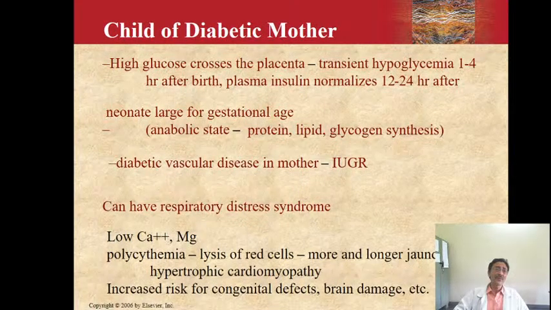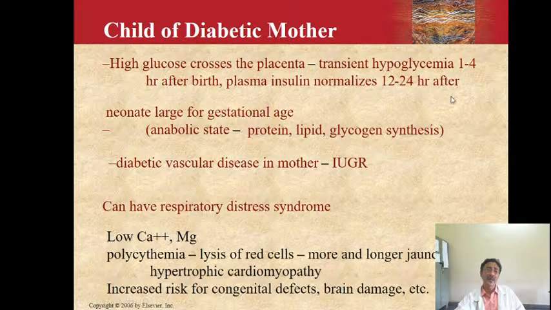Now, a special case is a child of a diabetic mother having a high glucose level. This high glucose level crosses the placenta into the newborn, and there is a risk of transient hypoglycemia 1 to 4 hours after birth. The plasma insulin normalizes 12 to 24 hours afterwards.